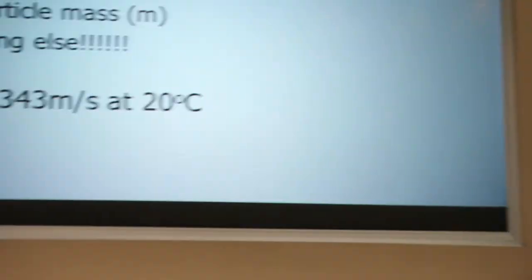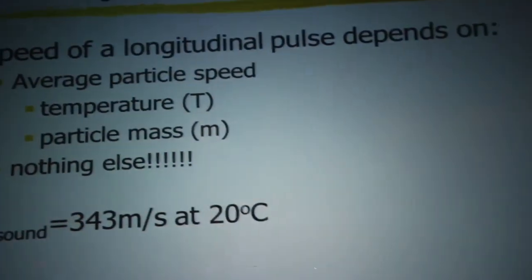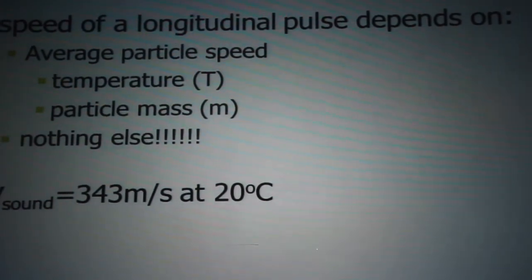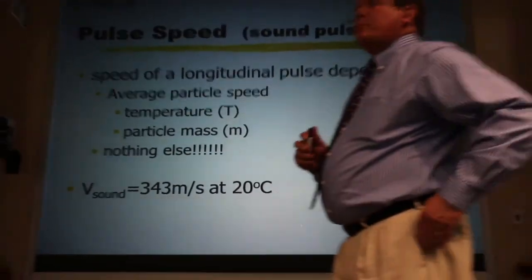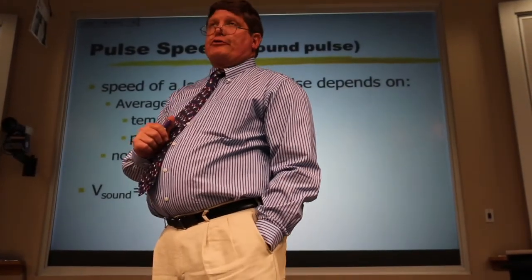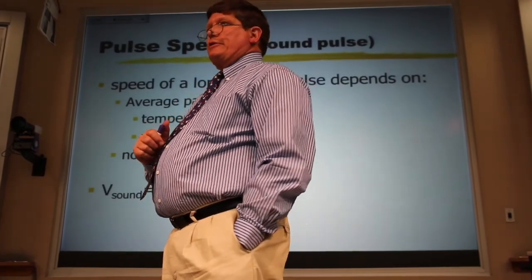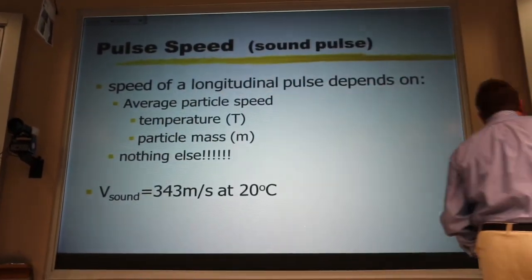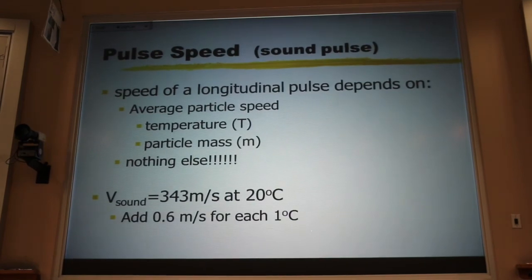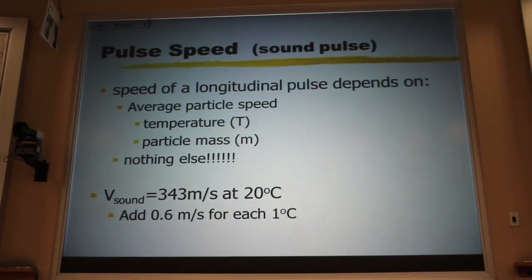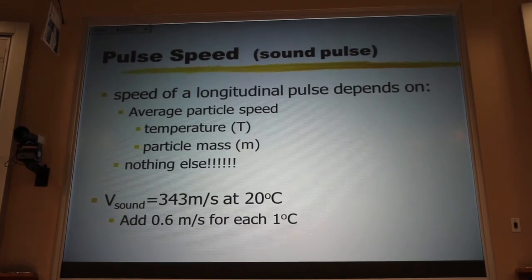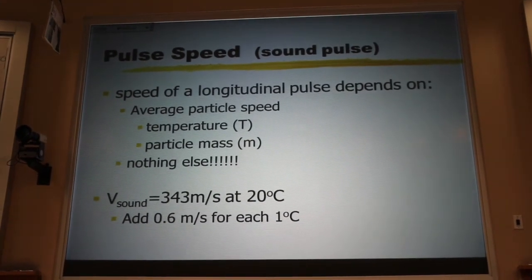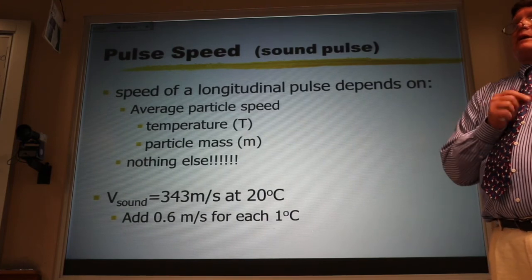Now, in air, mostly nitrogen, sound travels at 343 meters per second at room temperature, which is about 20 degrees Celsius. And we find that as the room heats up, it goes a little faster. 0.6 meters per second for each 1 degree Celsius that we heat up the room. And if we cool down the room, it goes a little slower.